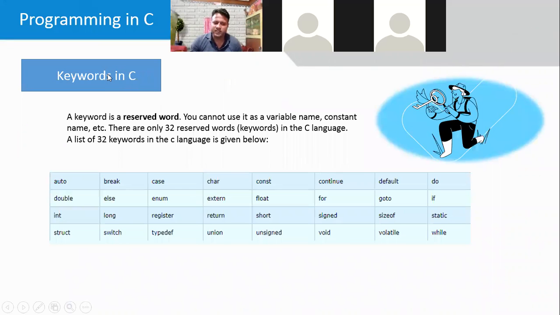The keywords in C: a keyword is a reserved word. You cannot use it as a variable name, constant, etc. So there are only 32 reserved words present, like auto, double, int, struct, break, else, long, switch, case, enum, register. Reserved word means which is already defined in the C language. And this reserved word you cannot give as a variable name or constant name.